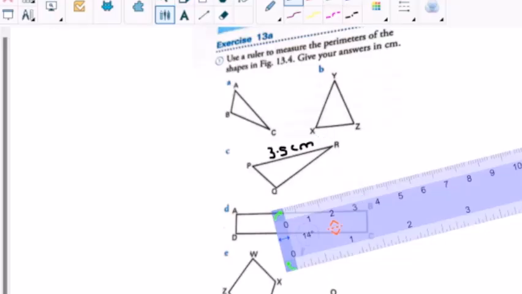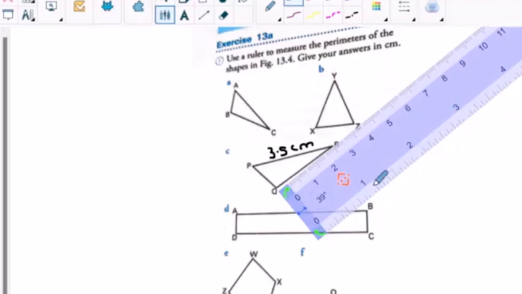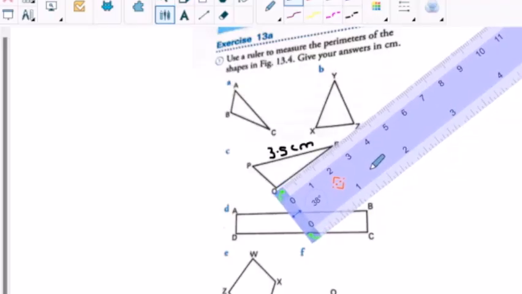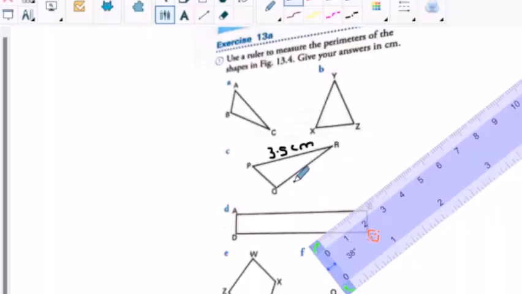Then take your ruler again, measure the other length. Just make it fast so that you finish on time. It's not stressful work. Place your 0 on this side. Take the reading here. This is giving me 2.8. Then take your ruler out, write your 2.8. So this is what the assignment wants us to do.